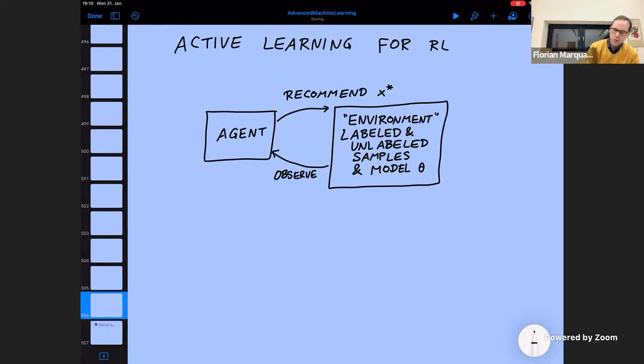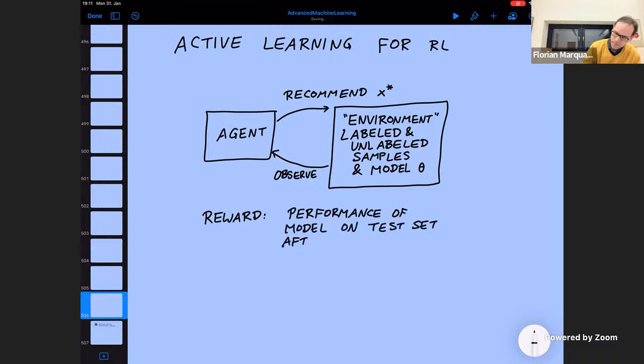So what would be the reward? What would be a good reward? Well, you could set aside a test set, and after a fixed number of steps, you measure the accuracy of your model on this test set. Or else, you could also say, no, I'm interested only in reaching a certain accuracy, and I want to know the number of steps that I need to reach this accuracy. So either way, in principle, works.